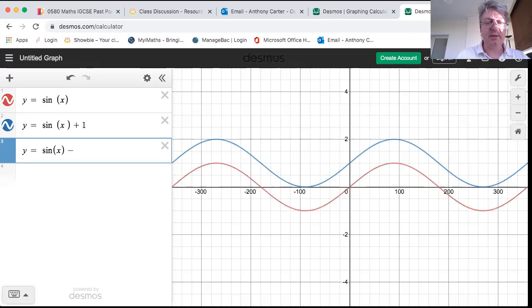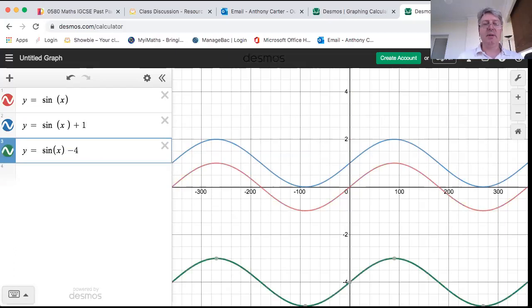So -4. So there it is. We're moving the original graph in red, okay? This will go down 4 places, and every point will go down 4 places. So this is what we call a translation. This is a translation, and it's a translation parallel to the y-axis because the movement is going up and down parallel to the y-axis, okay?